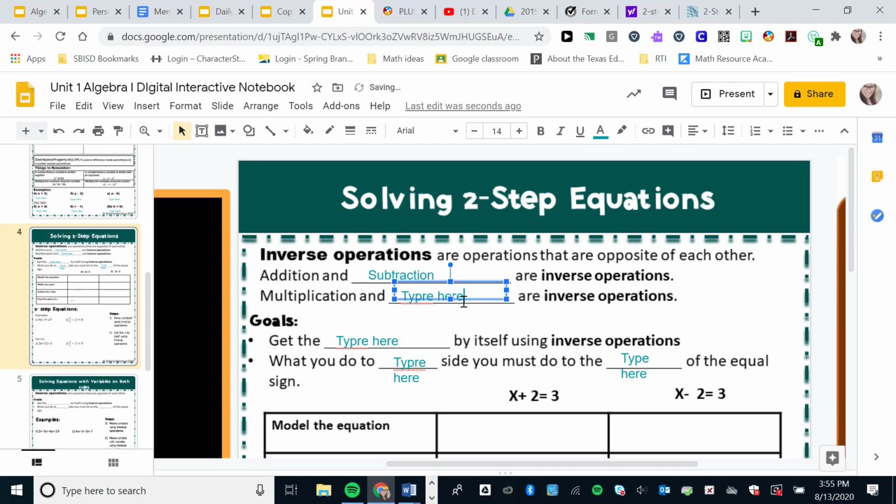Okay? The inverse operation of multiplication is division. Those are opposite of each other, and I misspelled division. Okay? Those are inverse operations.